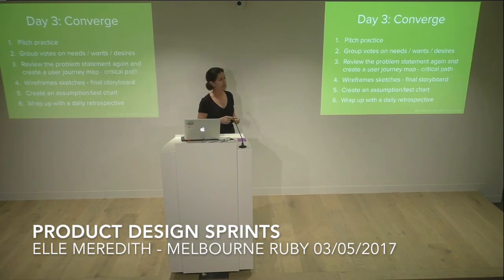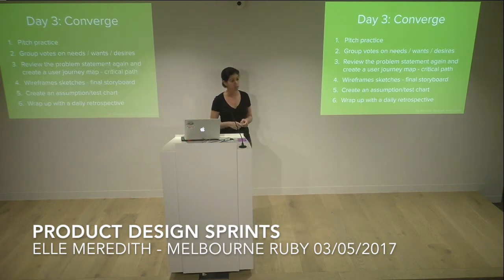We review the problem statement again, including our assumptions, and then we create a user journey map, a critical path, which I'm going to talk about in a second. The next stage is wireframe sketches, which is the final storyboard, which we will use to build a prototype the next day. So it pretty much gives us an idea of what we need to do. And then we create an assumption test chart.